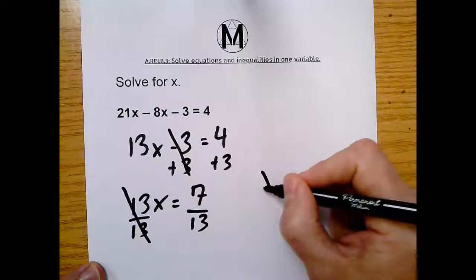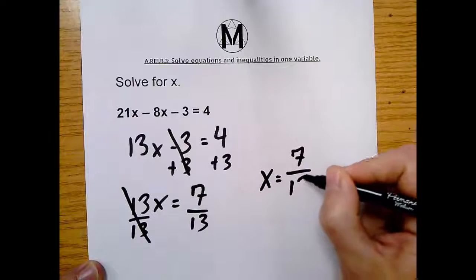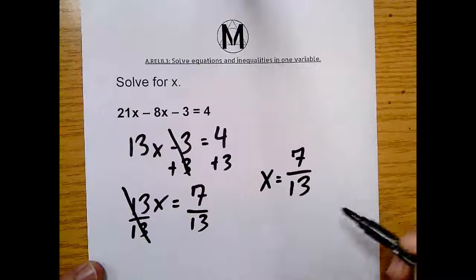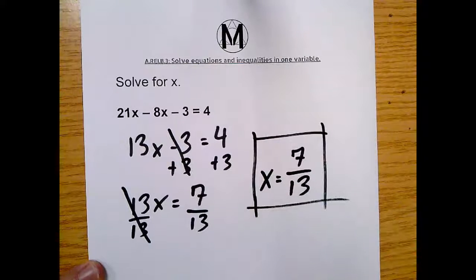Your answer is x is 7 over 13. That fraction cannot be simplified any further, so you are done. Good job. That was good math.